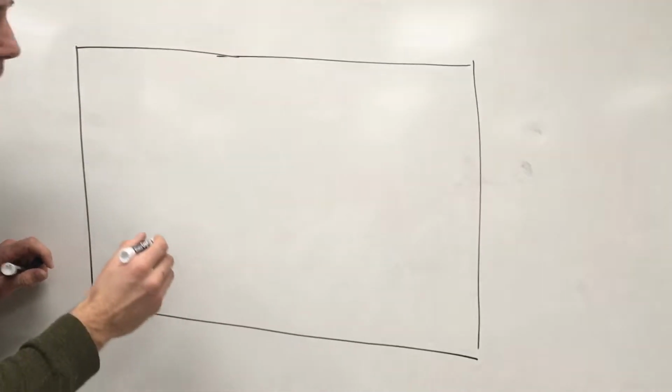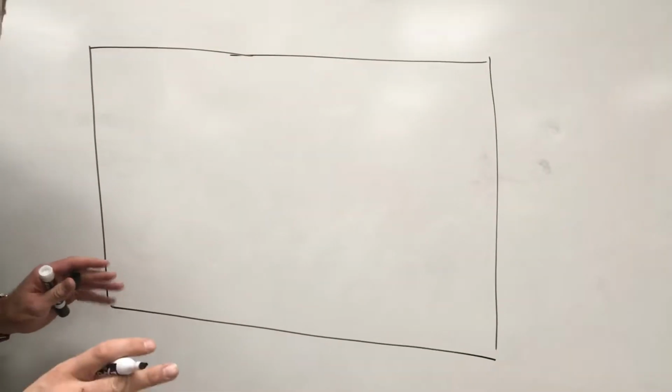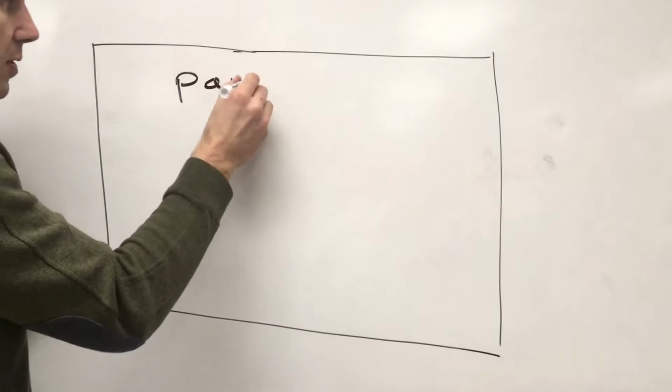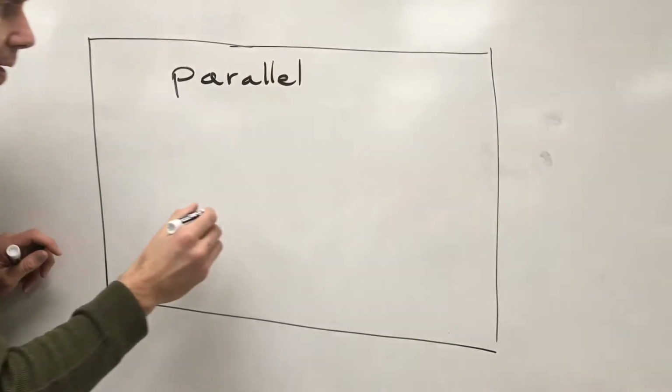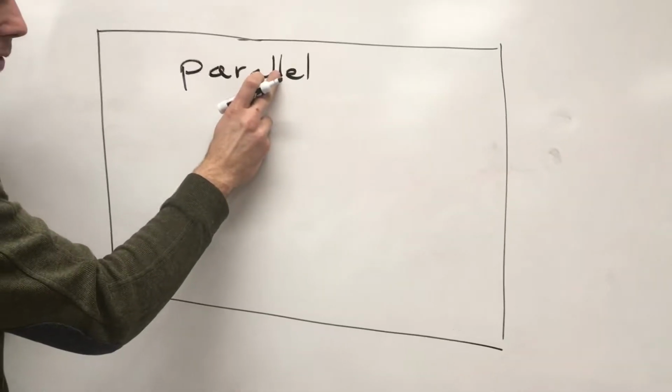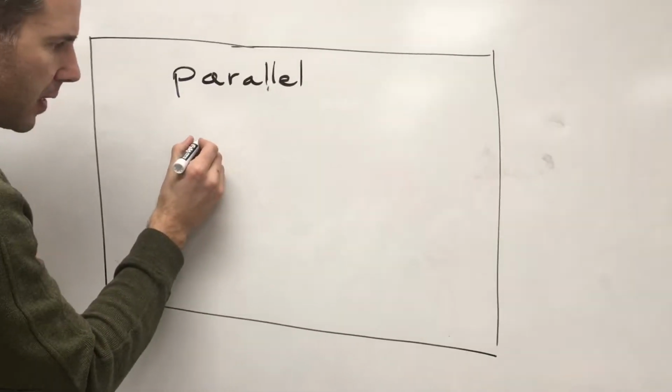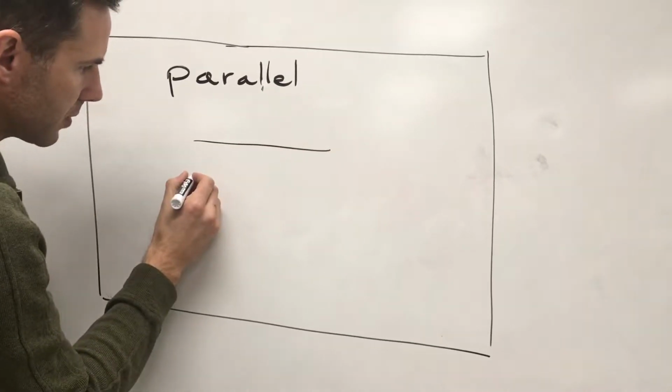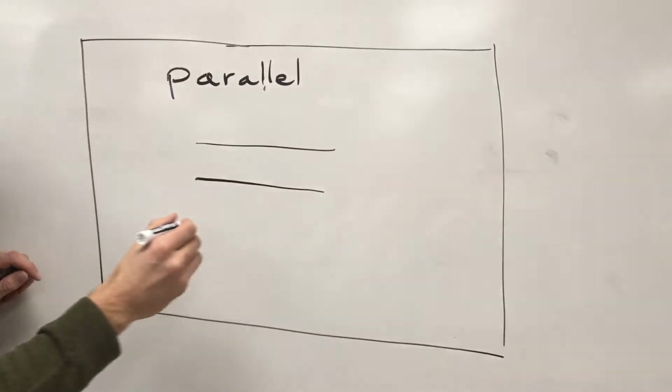Okay, so we're just going to learn some lines and angles here. This is just the basics that you need to know. First thing you need to know is this word: parallel. And perfect, it even has two parallel lines in it. Parallel means two lines that will never intersect.